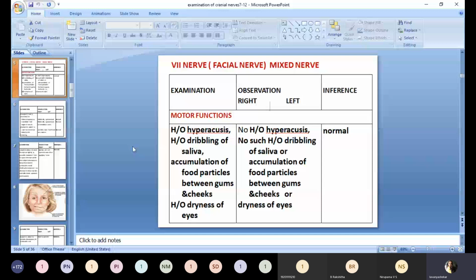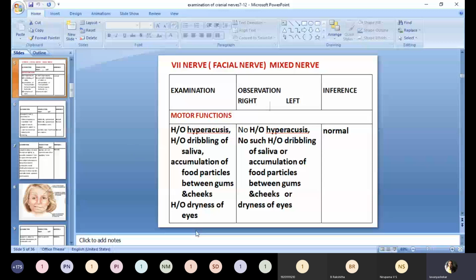So first you are going to take the patient history, whether he has got hyperacusis or whether there is any dribbling of saliva. So you know the reason for each of these as I have explained already. Why there is hyperacusis, why there is dribbling of saliva, why food gets accumulated in between the cheeks. Also you are going to ask whether there is dryness of the eye, whether the person is suffering from xerosis or not.